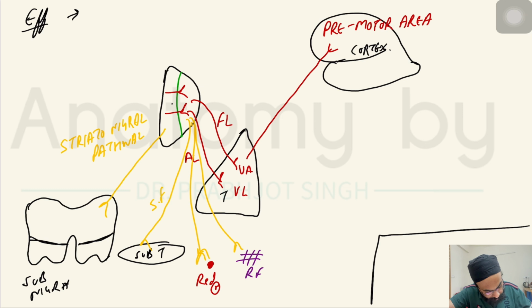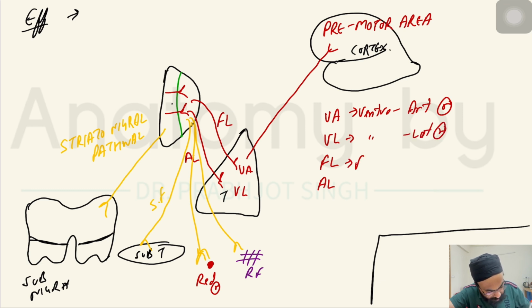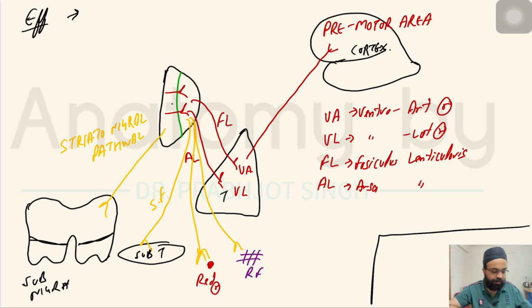So it is ventro anterior nucleus, ventro lateral nucleus. This is fasciculus lenticularis. AL stands for ansa lenticularis. So that is about the efferent.